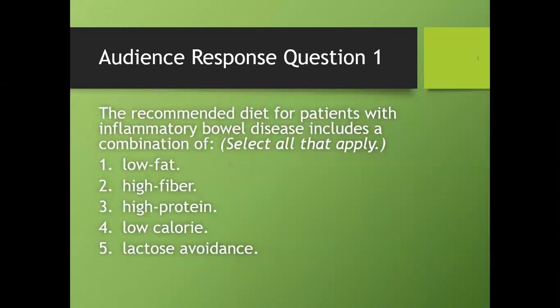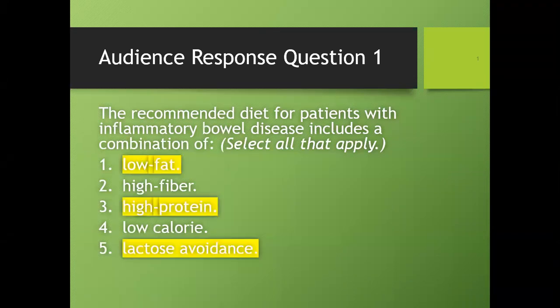Audience response question. I'm going to read this question, let you formulate your answer, and then I will tell you the correct answer. The recommended diet for patients with inflammatory bowel disease includes a combination of what? Low fat, high fiber, high protein, low calorie, or avoiding lactose. Okay, I'm going to show you the answer. Low fat, high protein, lactose avoidance. That's what we want people with inflammatory bowel disease to eat.